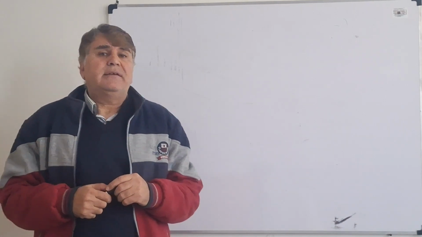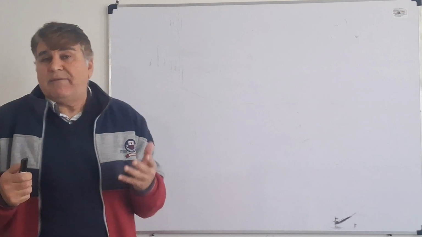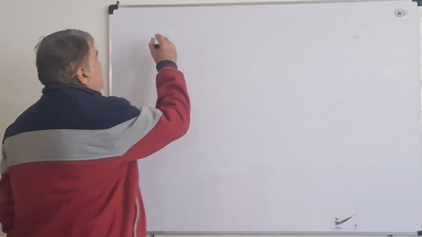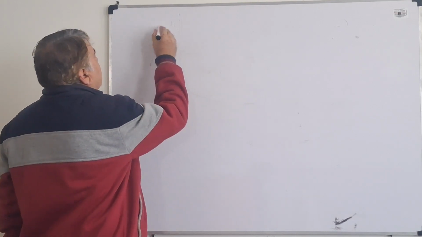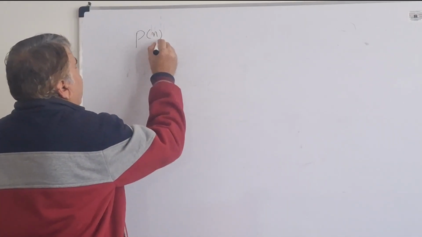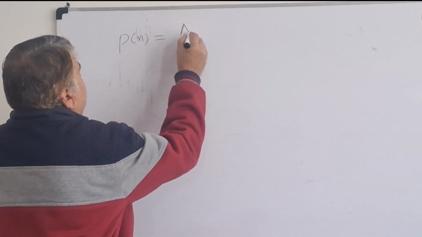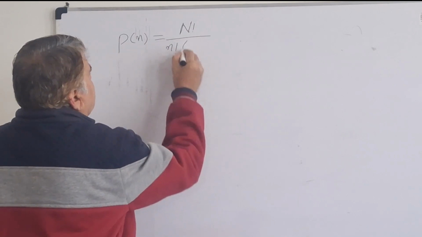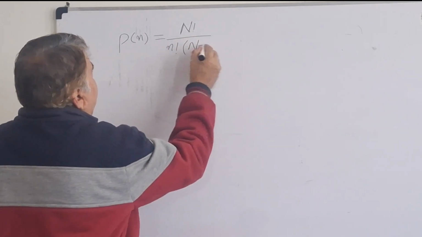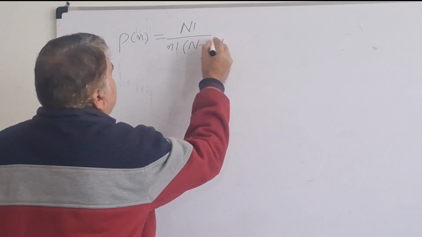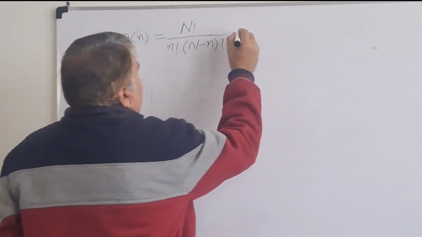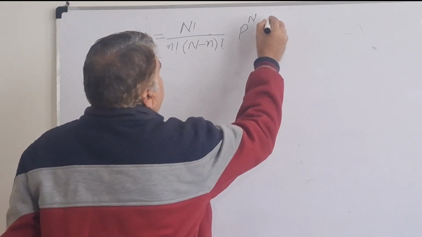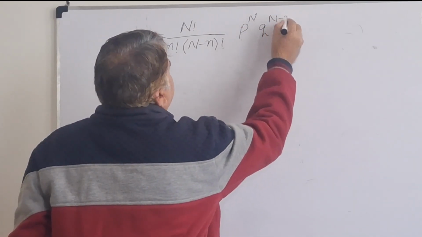Okay, with that said, I want to first write the binomial distribution, and we know from our previous videos that the binomial distribution is given by P(n) equals N factorial divided by n factorial times (N minus n) factorial, the whole multiplied with p^n and q^(N minus n).